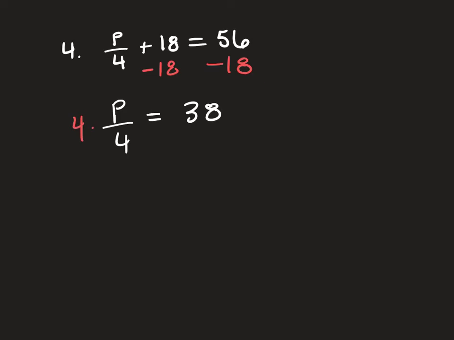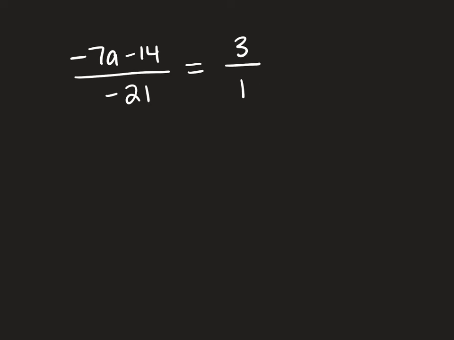Or, well, if you're going to do it with the cross multiplying, technically you put 38 over 1. So then you do P times 1, which is just P, and then you have 38 times 4, which is 152. Or at that point, you can just multiply both sides by 4, which will give you the same thing.